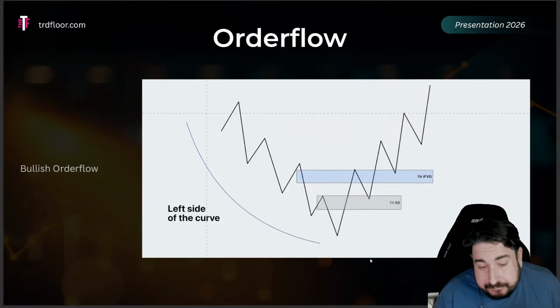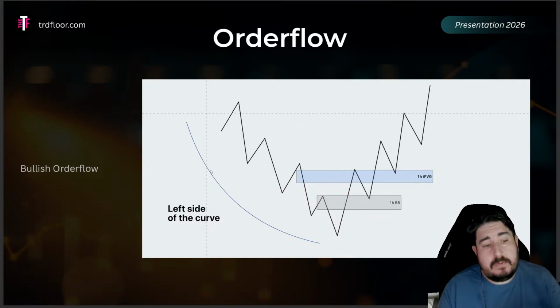Here is a really nice example. This is a bullish order flow. Why is it a bullish order flow? Because as you see here, on the left side of the curve, what is price doing? Price is breaking bearish fair value gaps, but using them as support. Also the same thing with this breaker.